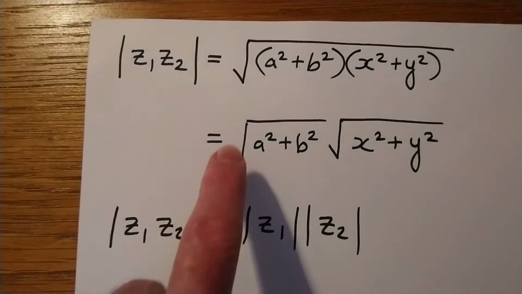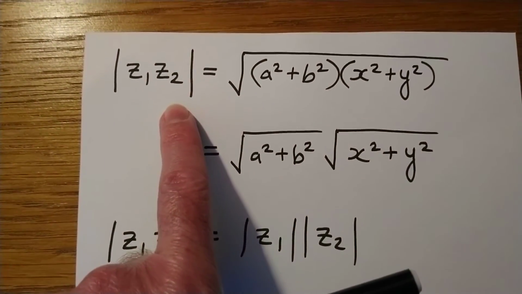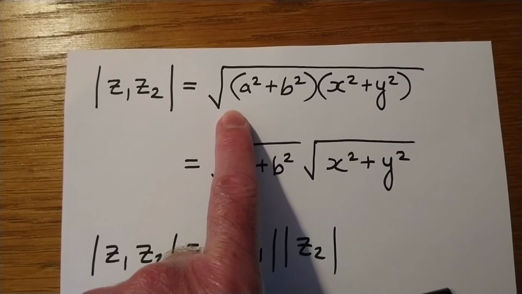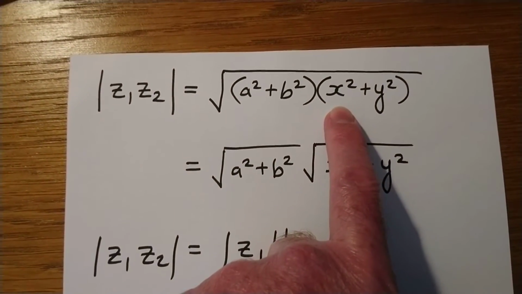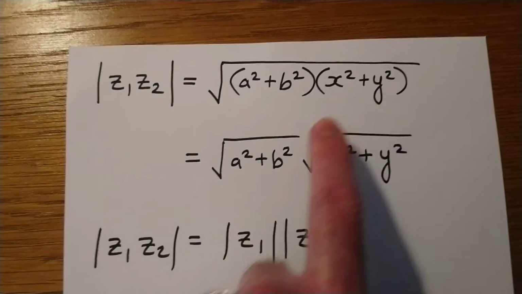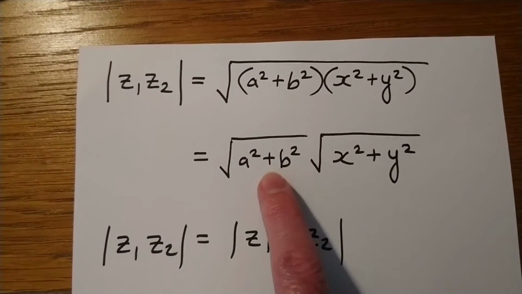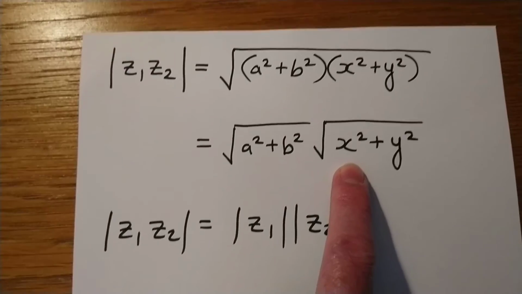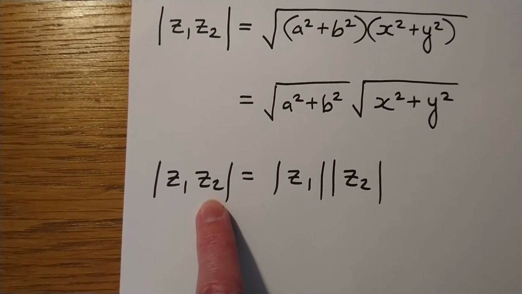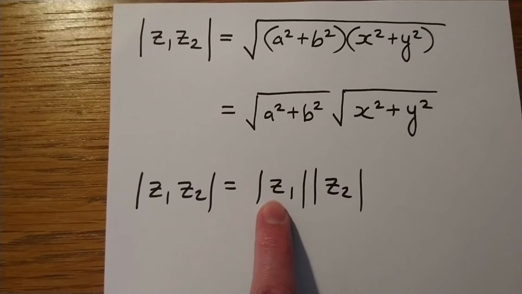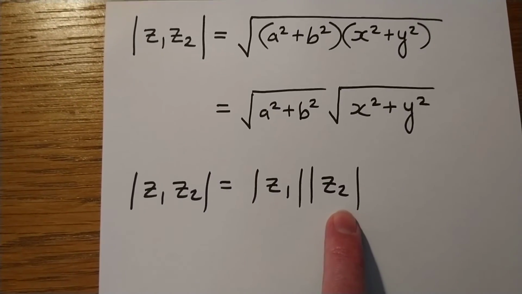So our expression becomes the mod of z1 times z2 is equal to the square root of a squared plus b squared multiplied by x squared plus y squared. So we can separate these out into the product of two separate square roots, and then that has proved that the mod of z1 times z2 is equal to the mod of z1 multiplied by the mod of z2.